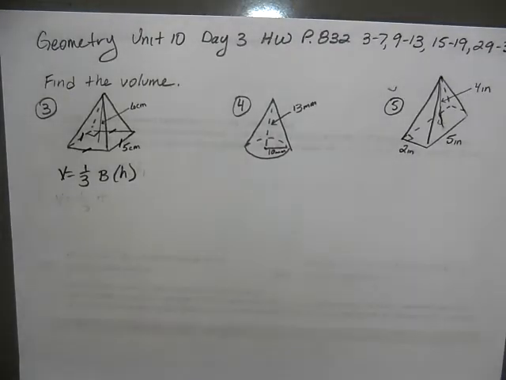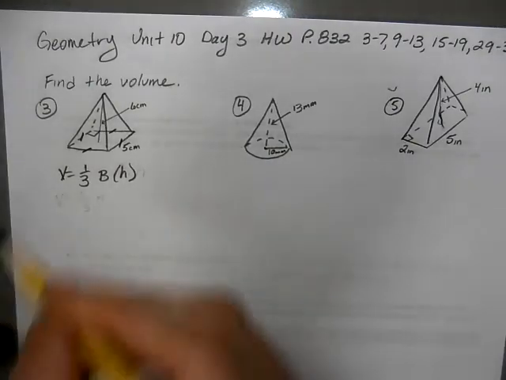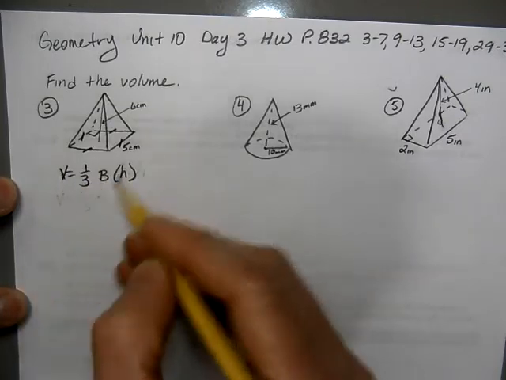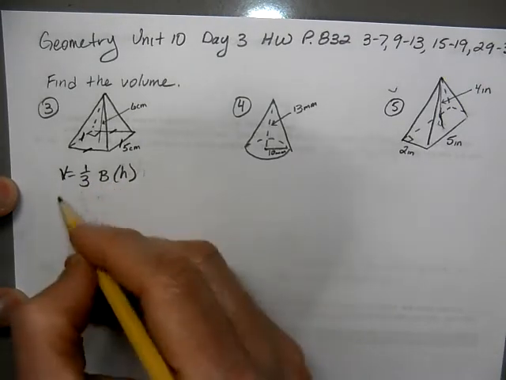This is Geometry, Unit 10, Day 3. This is the homework for page 832. We're looking at the volume, which is 1/3 the base times the height.